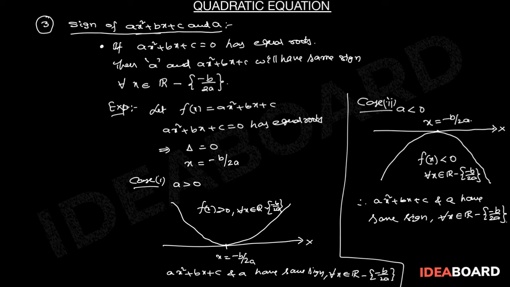So, in this case, that is the quadratic equation ax square plus bx plus c equal to 0 has equal roots. That means both roots are equal. Then a is positive, ax square plus bx plus c is also positive. If a is less than 0, then ax square plus bx plus c is also less than 0. That means both have same signs.